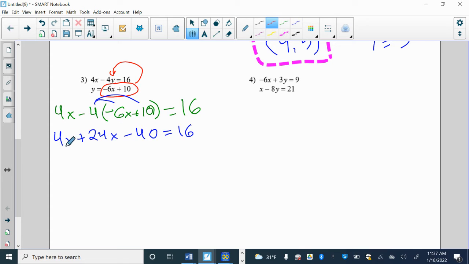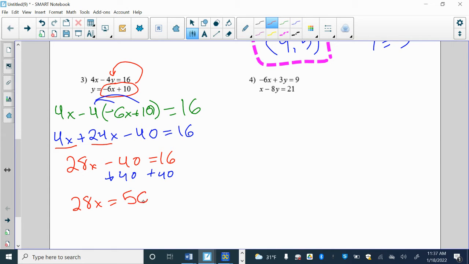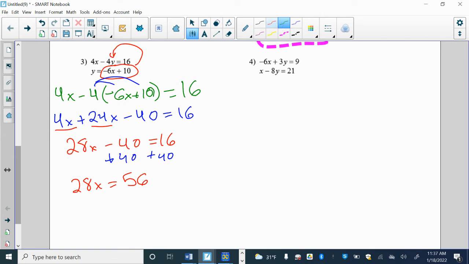We have like terms on the left side we could put together. So we put together 4x and 24x to make 28x minus 40 equals 16. Add over the 40. 28x equals 56. Divide by 28. X equals 2.